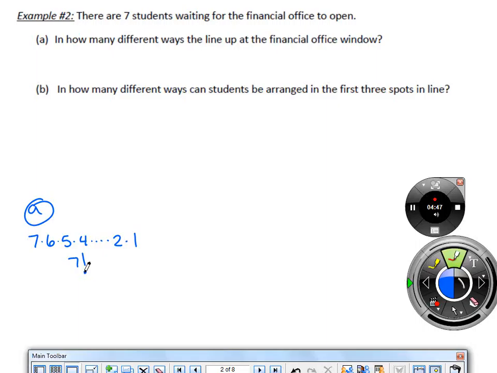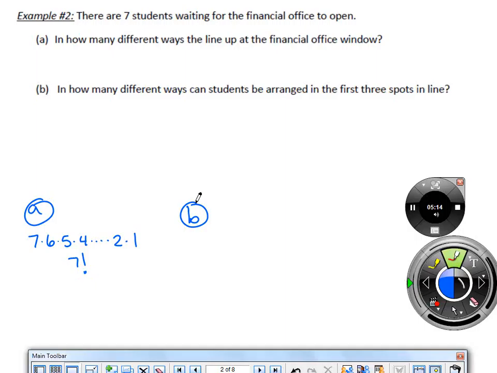All right, in part B, in how many different ways can the students be arranged in the first 3 spots of the line? Okay? Any ideas? So now we still have 7 people, but we just want to know how many different ways we can make the first 3 spots of the line.